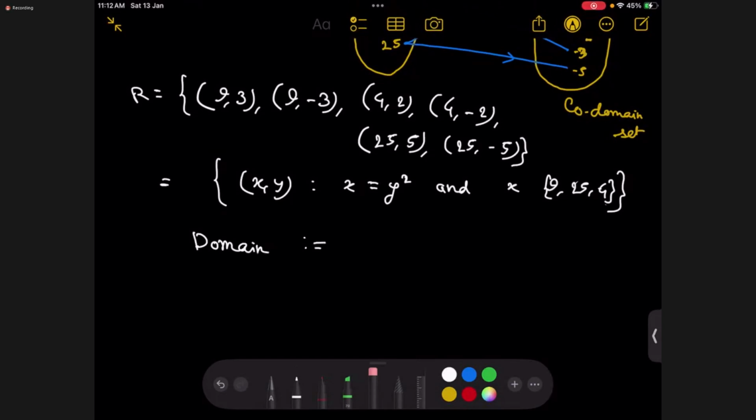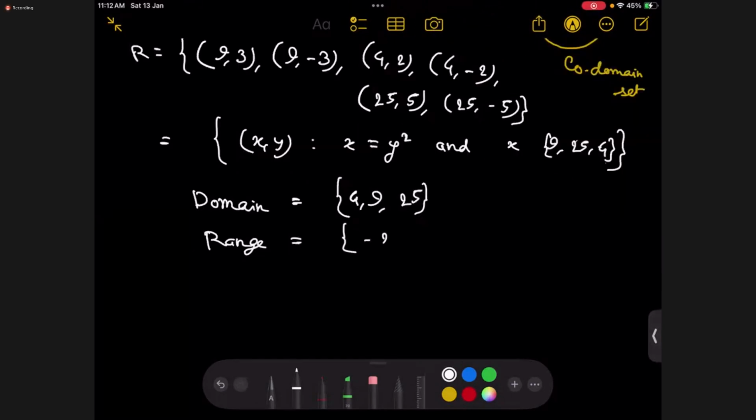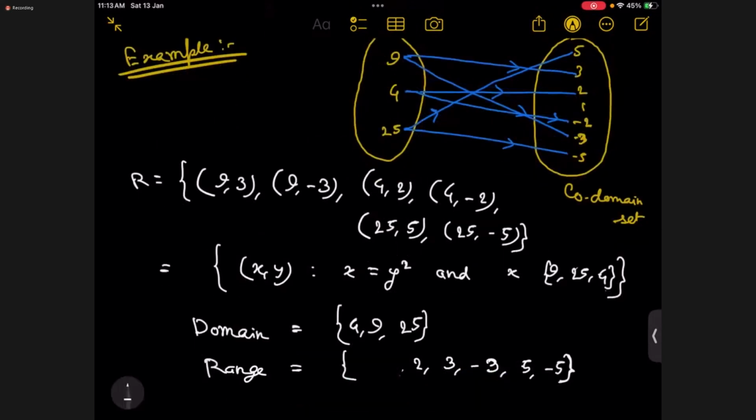The domain is the set {9, 4, 25}, and what is the range of this relation? The range is {minus 2, 2, 3, minus 3, 5, minus 5}. So this is the range of this relation. Okay.